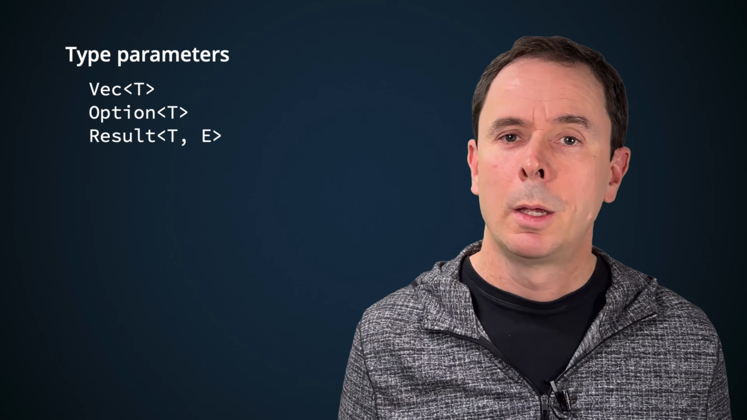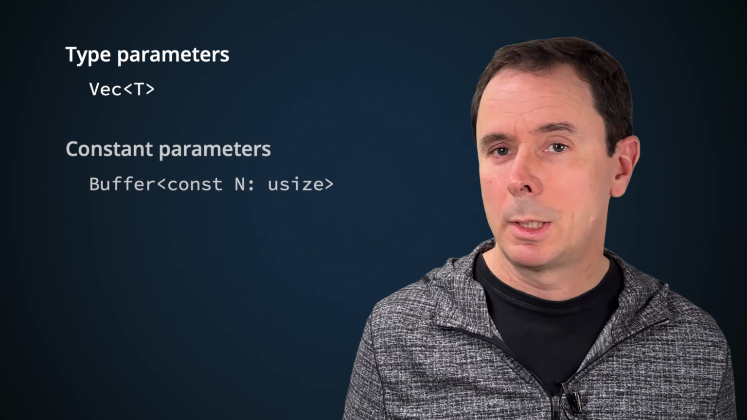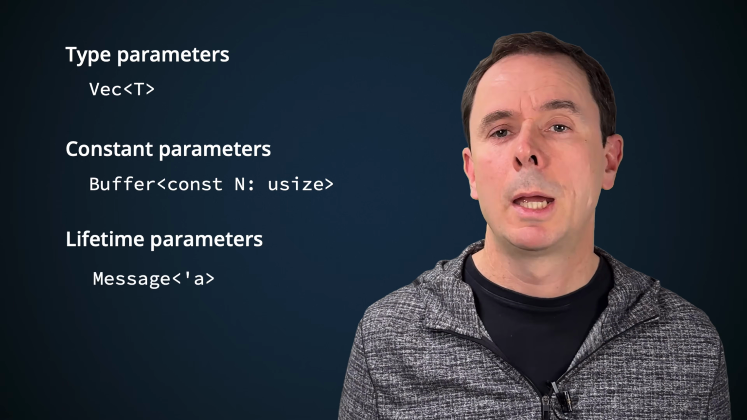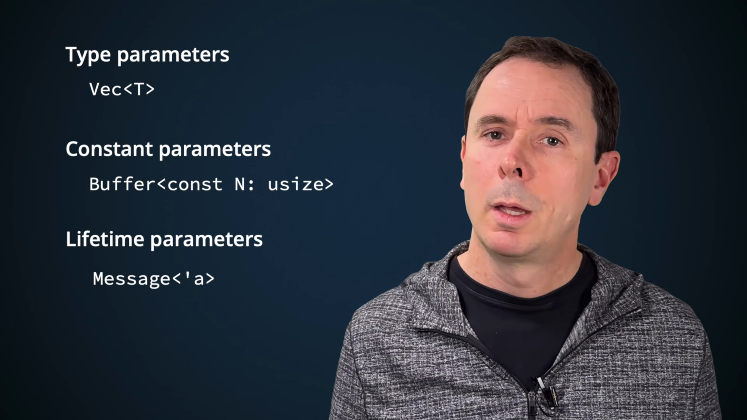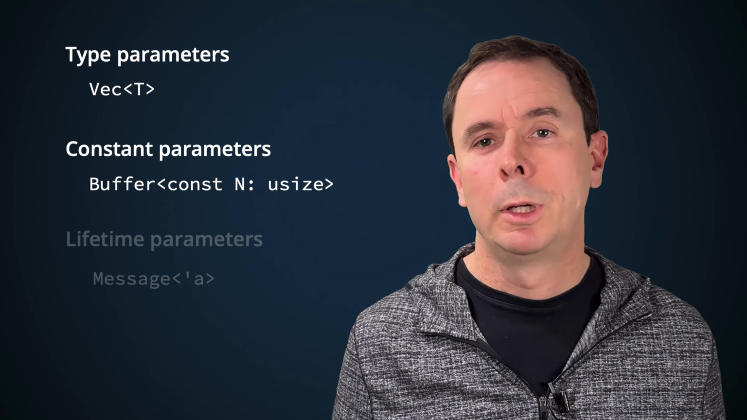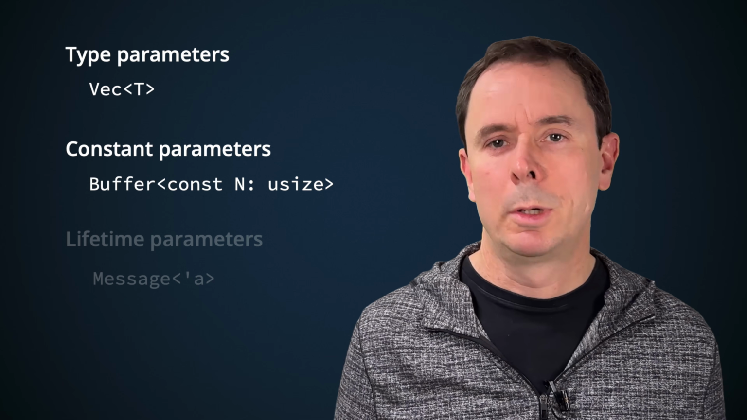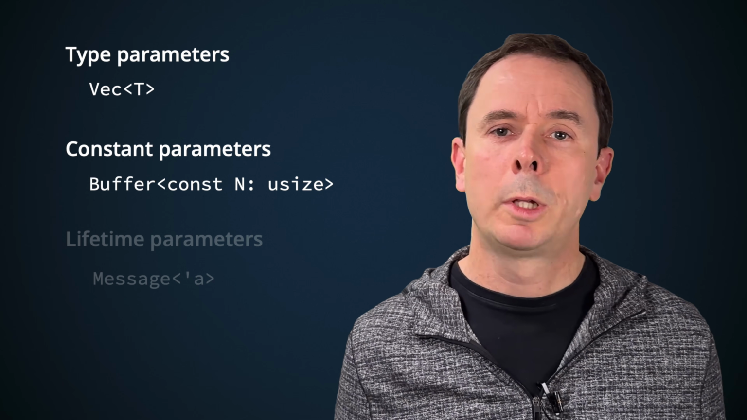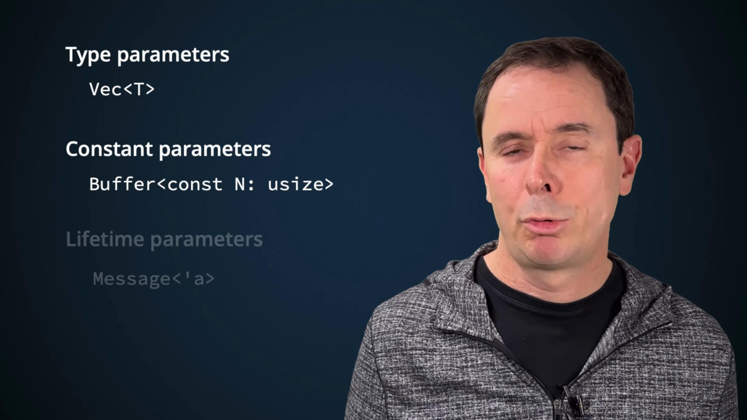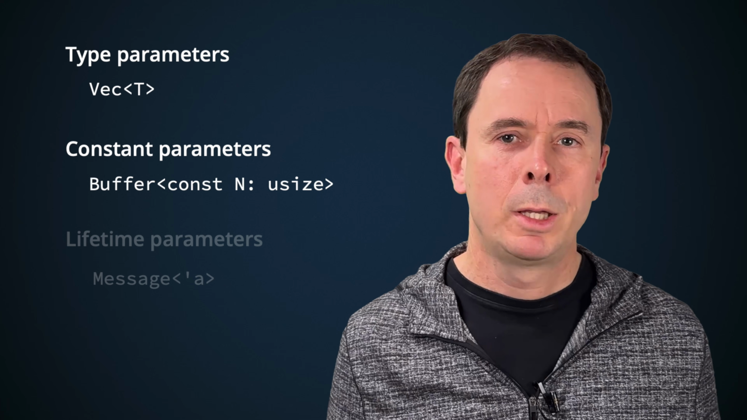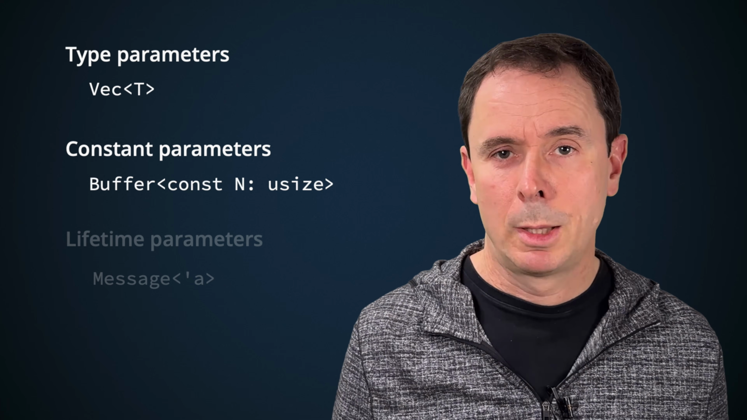If you've been following along in this channel, you've already seen some examples of generic types in use. Vec, Option, and Result all have generic type parameters. There are two other kinds of generic parameters allowed in Rust: constant parameters and lifetime parameters. We're going to save lifetimes for another video. That's a whole can of worms on its own. So in this video we'll cover type parameters and constant parameters, and that'll provide a solid foundation for lifetimes when we get up to that.